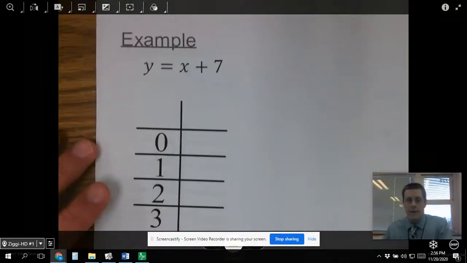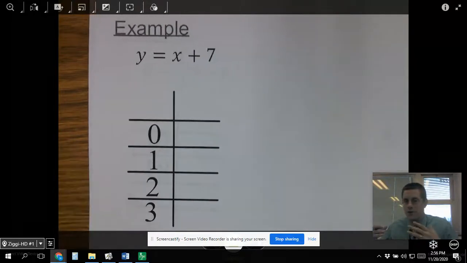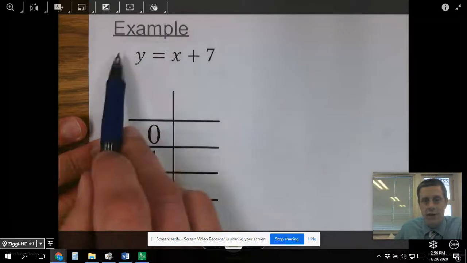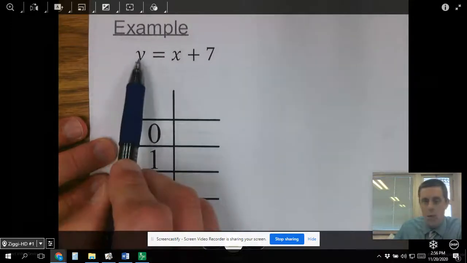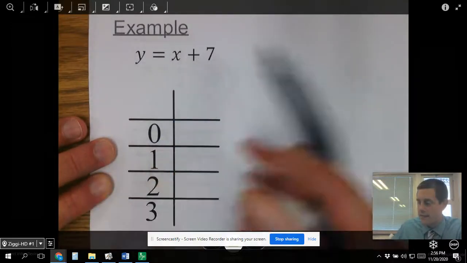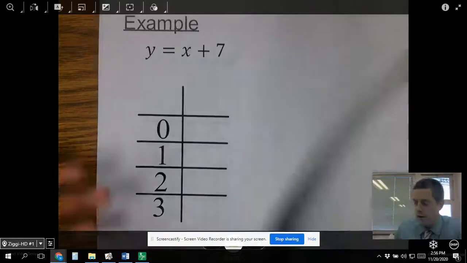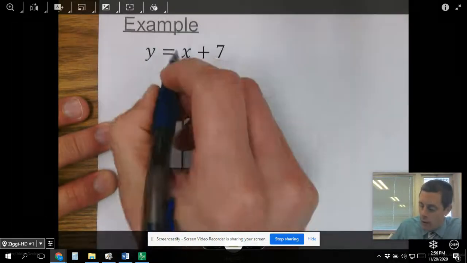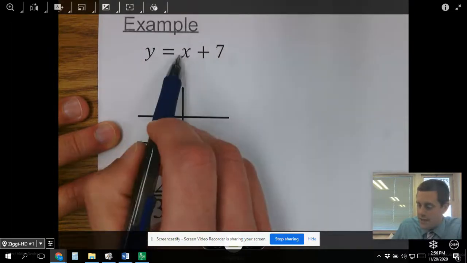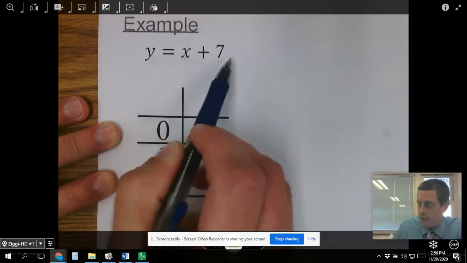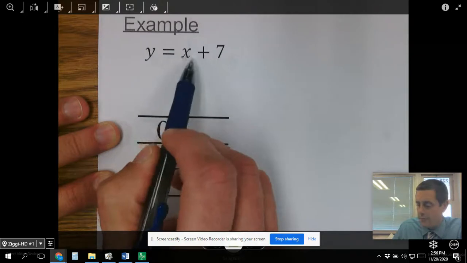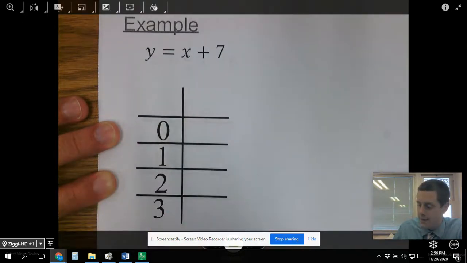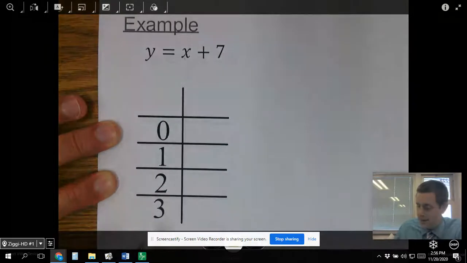All right, so let's go ahead and take a look at our first example. We are just completing function tables. So here is our function. Here is our linear equation, y equals x plus 7. Now, the independent variable will always be the variable on the side of the equation that features the calculation. So because we are adding 7 on the right side with x, x is our independent variable. The independent variable is always the input.